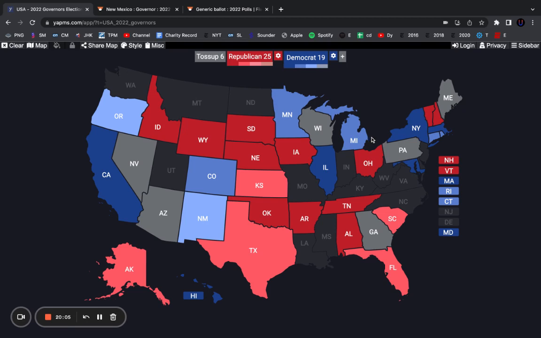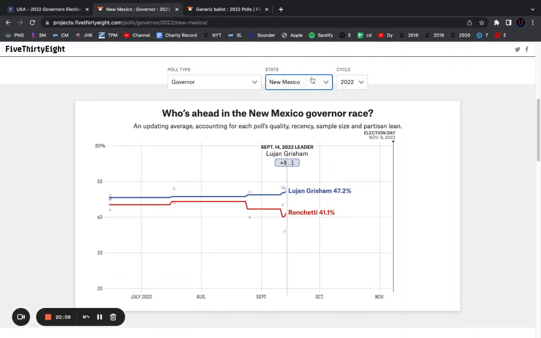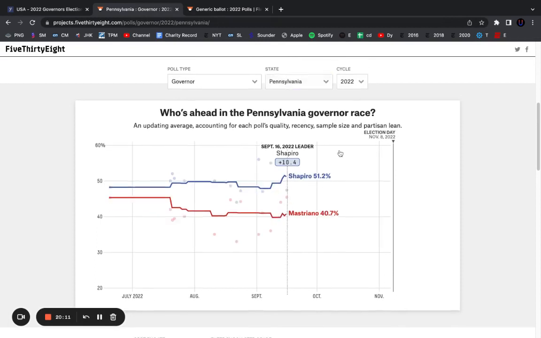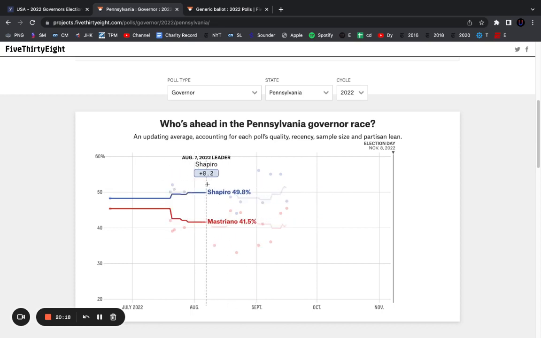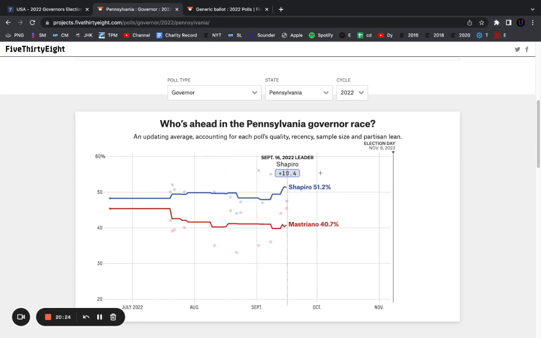Next up is Pennsylvania. There are a lot of people who really think Doug Mastriano is going to win. I don't really get that because when you look at the polls, Shapiro's up by 10.4%. Mastriano hasn't really made it close. Shapiro was up by 8 starting in July, and it's been 8, 9, 7, 10. Mastriano hasn't even come within 5% of Shapiro since, apart from one poll, and that was just one poll.